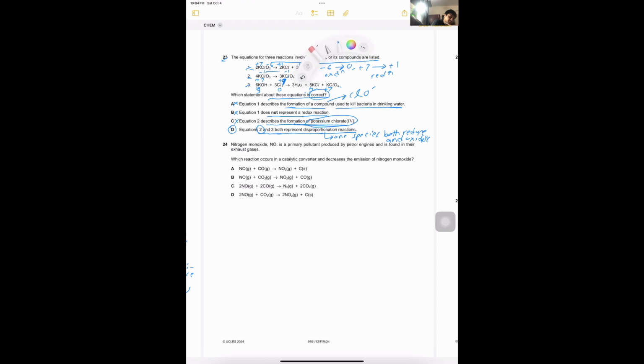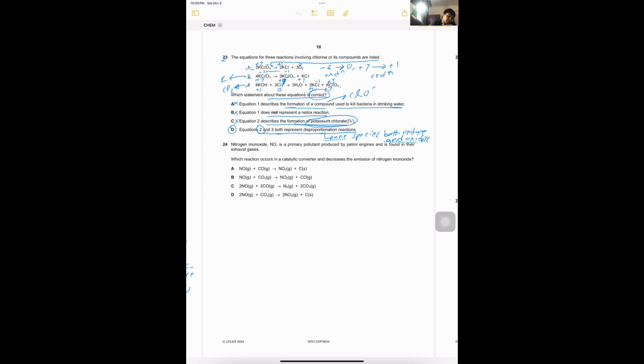Here potassium is +1, so that is not representing any sort of disproportionation reaction. So here it is 0 chlorine, and here chlorine is -1, and here chlorine is +6, so it is +5. So I can see that chlorine in this equation has both reduced and oxidized. So here the answer should be D. So for this one it was about chlorine, and this one it was about potassium.